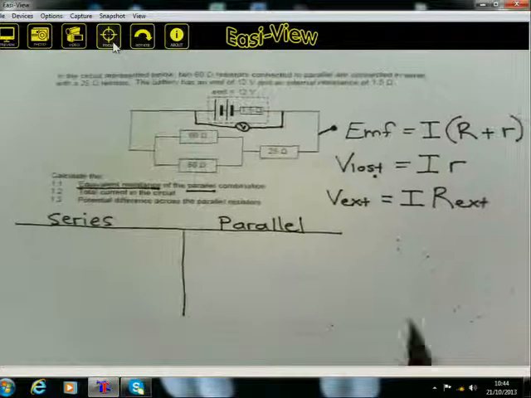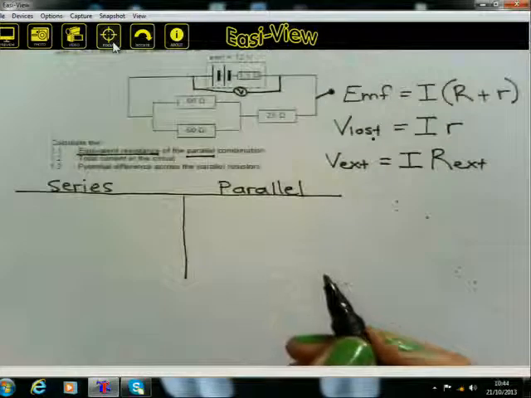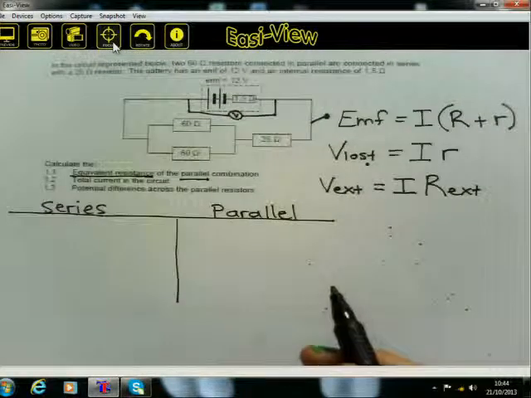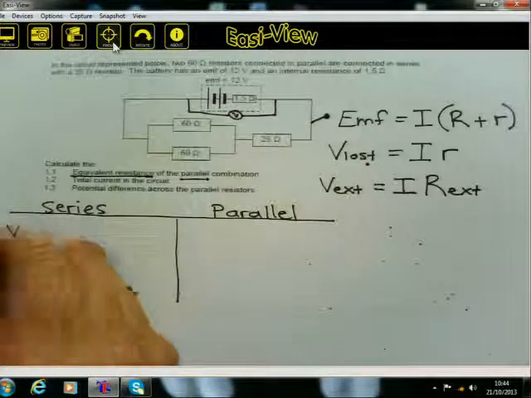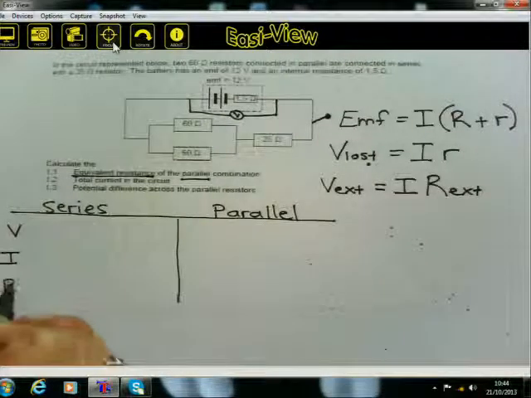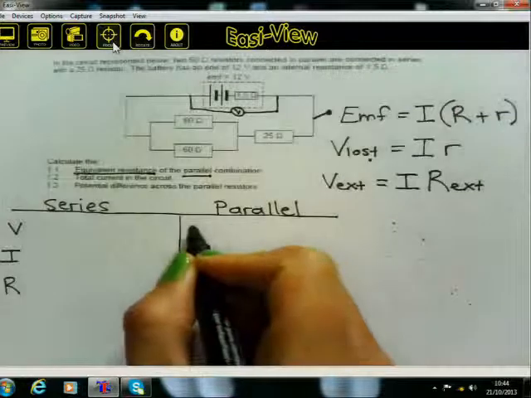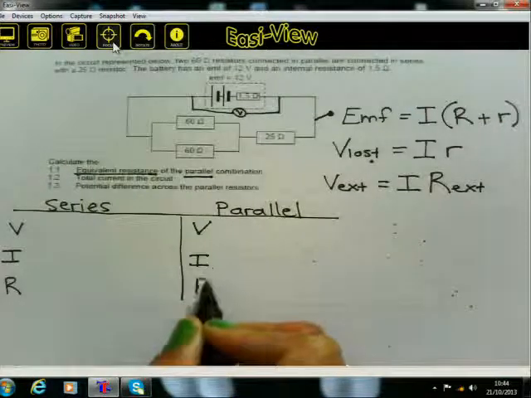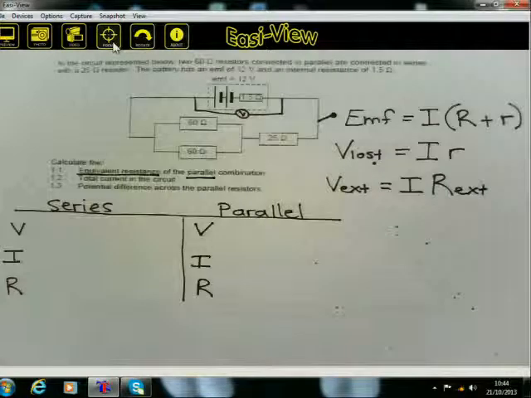All right. Now we have three variables according to Ohm's law. Ohm's law says V equals IR. So we have V, we have I, and we have R. And on this side we also have V, I, and R. Alright, so the rules for series, and this you're going to study.